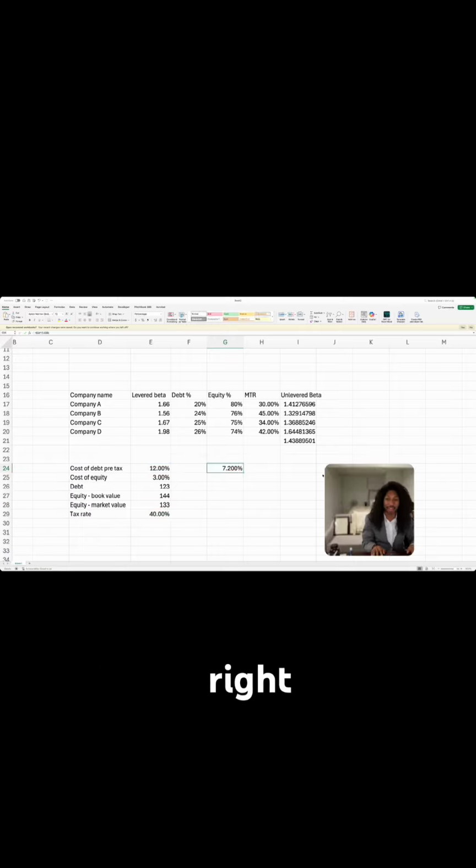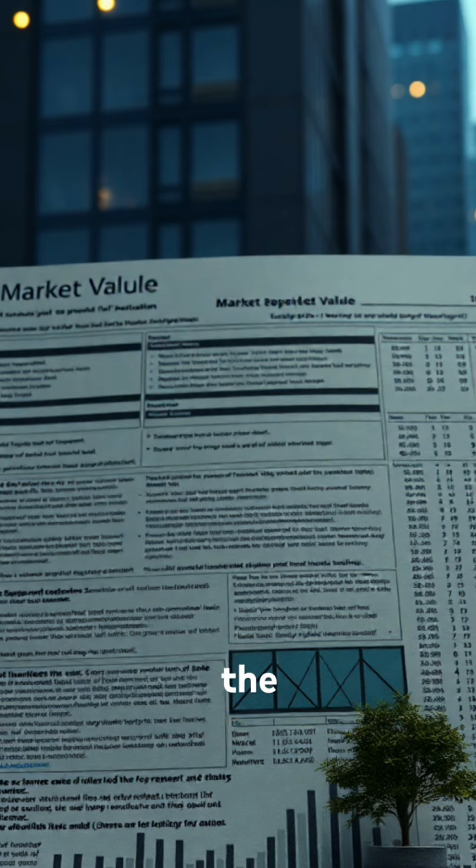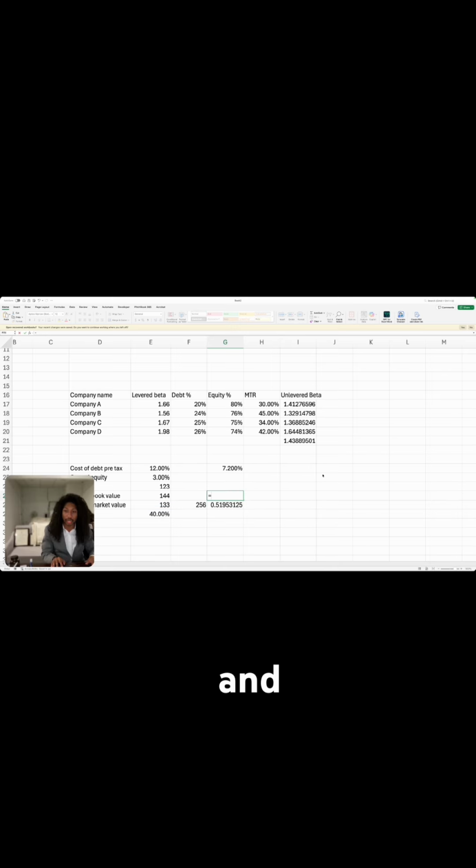You never want to use the book value. So what we want to do is sum the market value of equity and the market value of debt, right? And then we want to get the, because this would basically be the target capital structure. And what this does is it gives us the proportion of debt and equity in the capital structure.